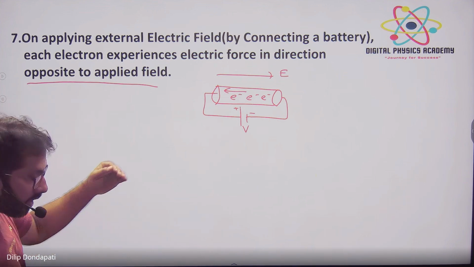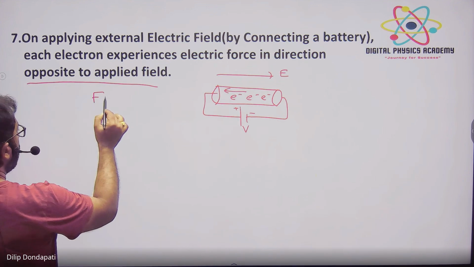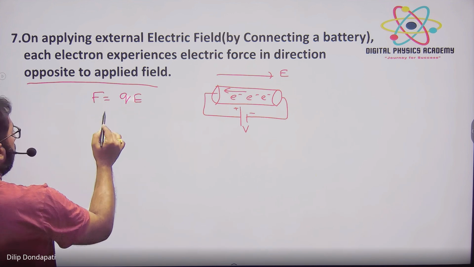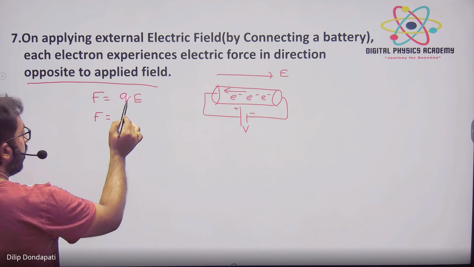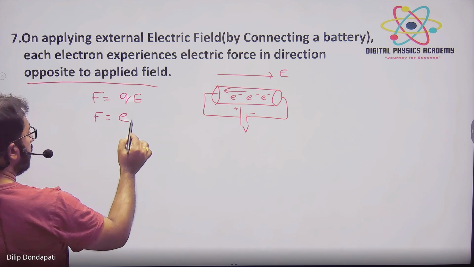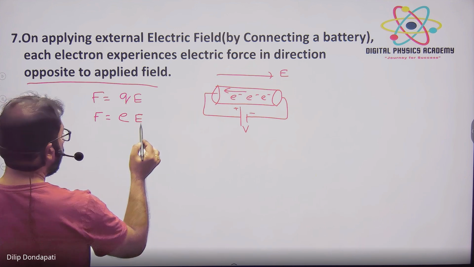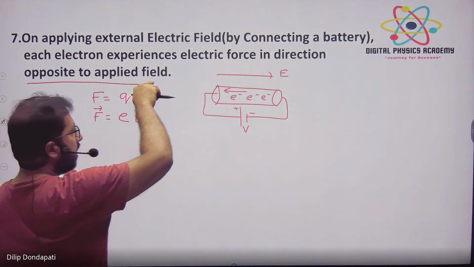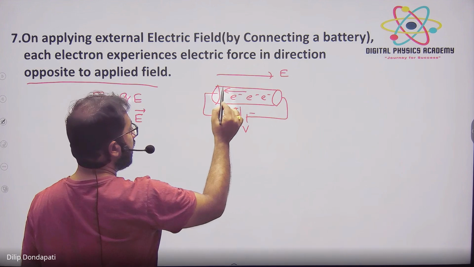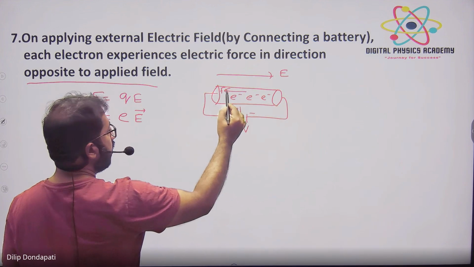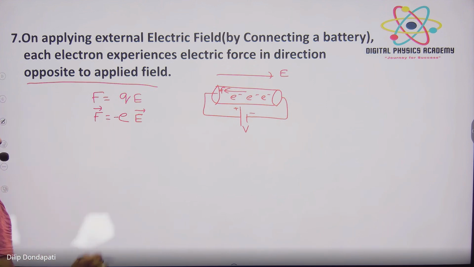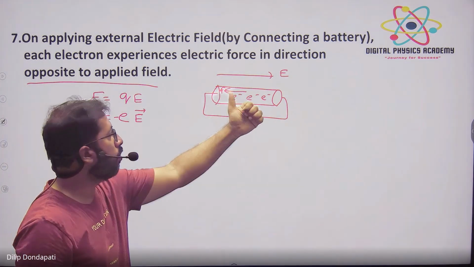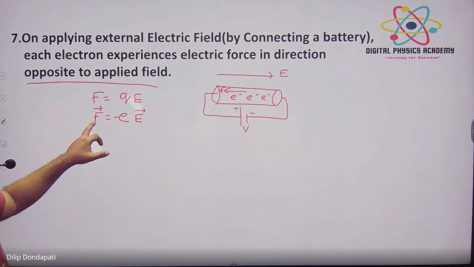So at that time what will the force be? F is equal to QE. Okay, and F is equal to, in place of Q I am putting E, the charge of the electron. When you come to the vector form, you have to understand that the electric field is in this direction and the force acting is in the opposite direction. That's why I am putting minus here. When you write in vector form, since electric field and force are in opposite directions, it is minus eE.